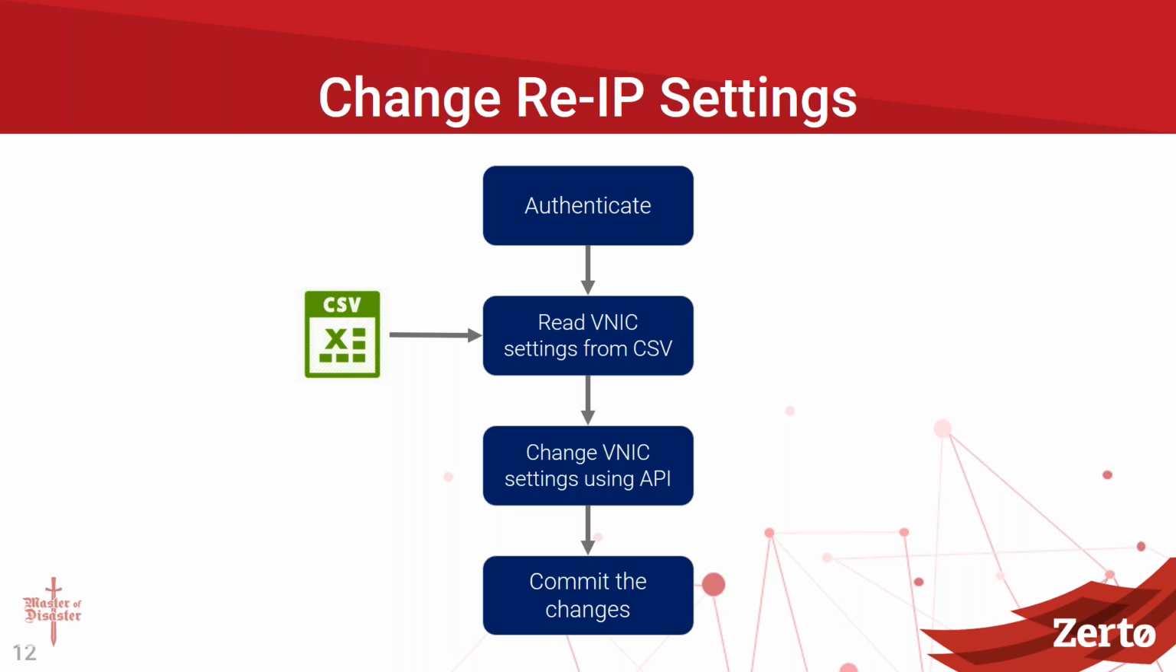Next step is we're going to authenticate to the API again. Step 2, we're going to read all the settings from that CSV file where we've edited all the IP settings that we wanted to change, and then change the VNIC settings using the API.